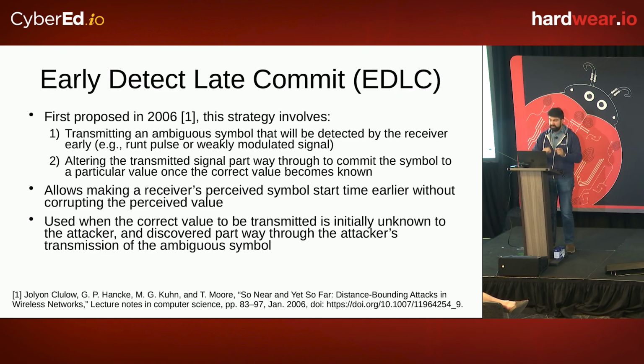and then once the unknown data starts to be sent, you send ambiguous waveforms initially. And then, partway through the symbol, once you find out from the legitimate device what the correct value for that symbol should be, you change what you're transmitting so that the receiver perceives what you sent as the correct symbol value in the end, or the full duration of the symbol. So this allows the receiver to think that the packet started arriving earlier than it really did.